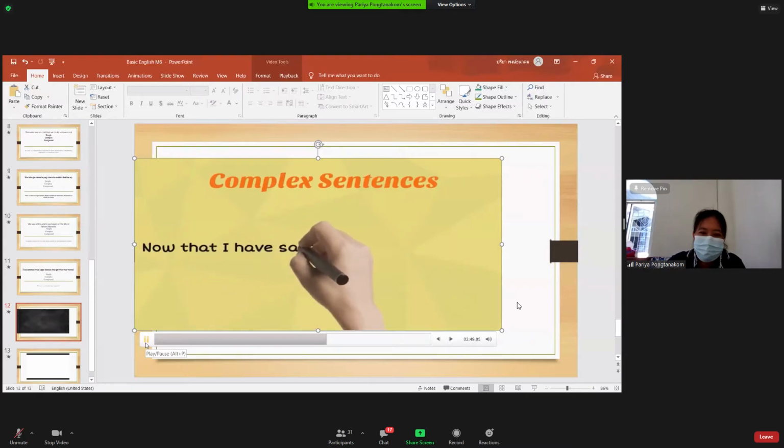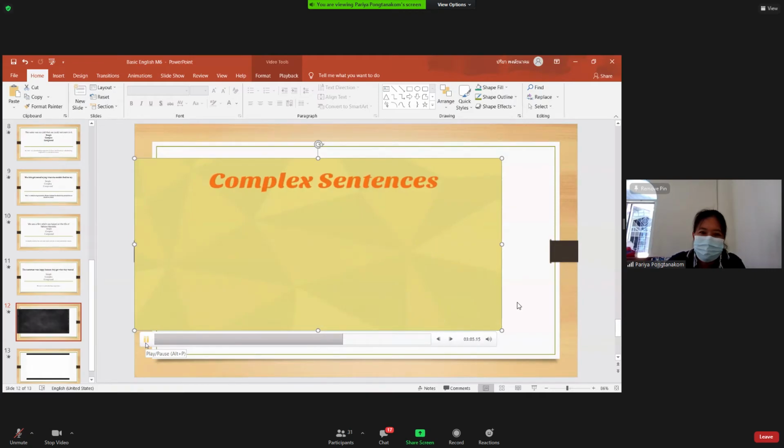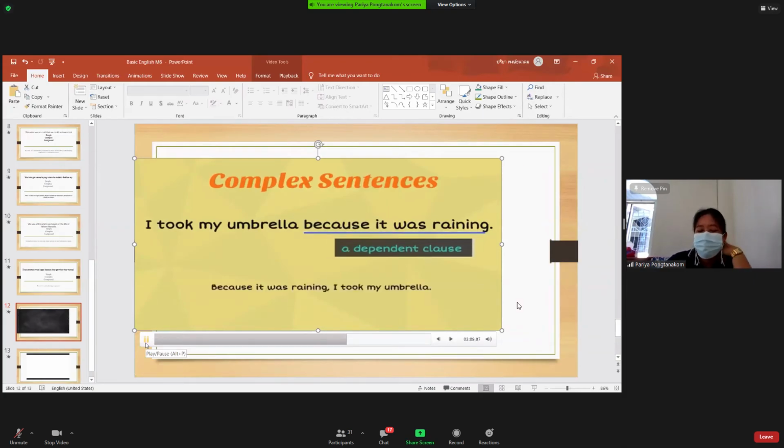Now that I have saved up, I can buy a bike. This is an independent clause because it has one subject, one verb, and is a completed thought. This is a dependent clause because it's not a completed thought. The dependent clause can go at the end of the sentence, like this, or it can go first in the sentence, like this.